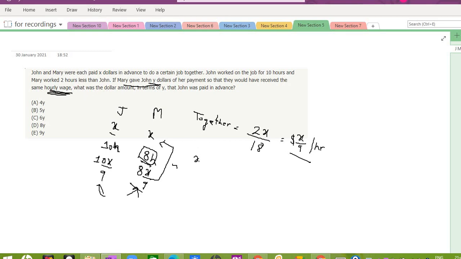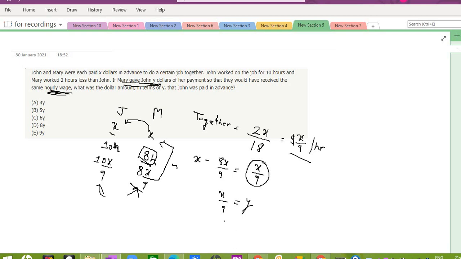So to make it clear, let's calculate the difference between what Mary actually received and what she should have received instead. If you subtract, you will get 9x minus 8x, which is x by 9. This is the amount that Mary should give to John. Now this x by 9 is equal to y. This is what is given in the question, because she gives y dollars.